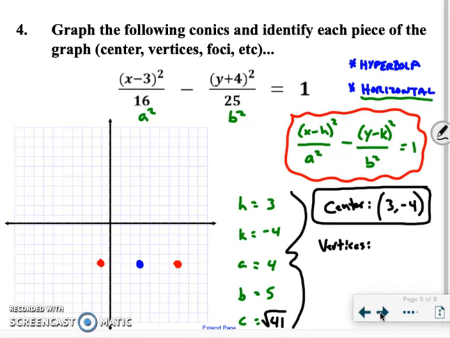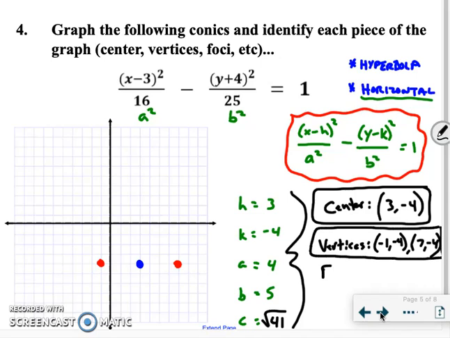So identifying where those points are located, it looks like -1, -4, and count boxes here, 7, -4 as well. But now we have our center, we have our vertices.